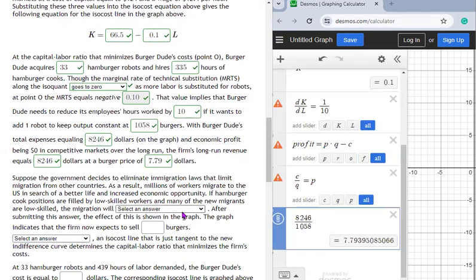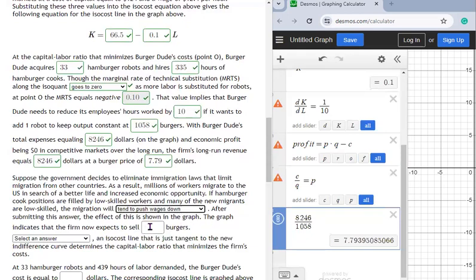Now, suppose the government decides to eliminate immigration laws that limit migration from other countries. As a result, millions of workers migrate to the U.S. in search of a better life and increased economic opportunity. If hamburger cook positions are filled by low-skilled workers, and many of the new immigrants are low-skilled, the migration will have what effect? It will tend to push wages down for hamburger cooks, right?